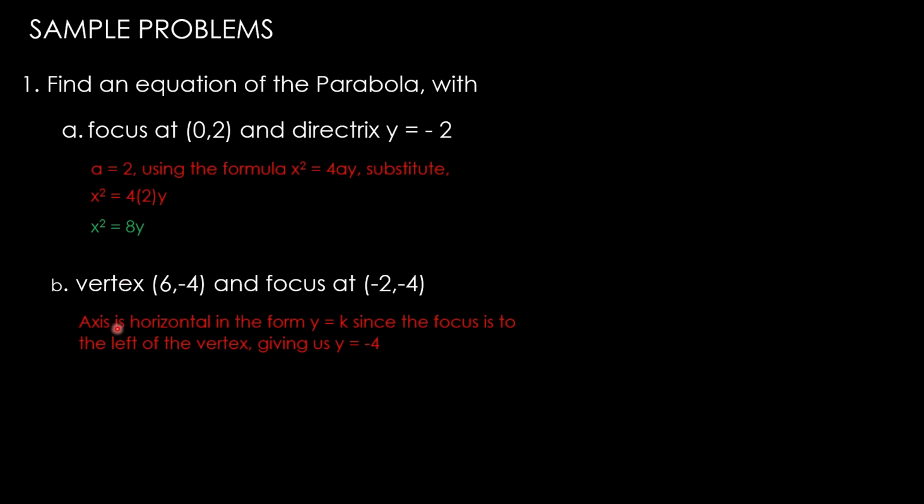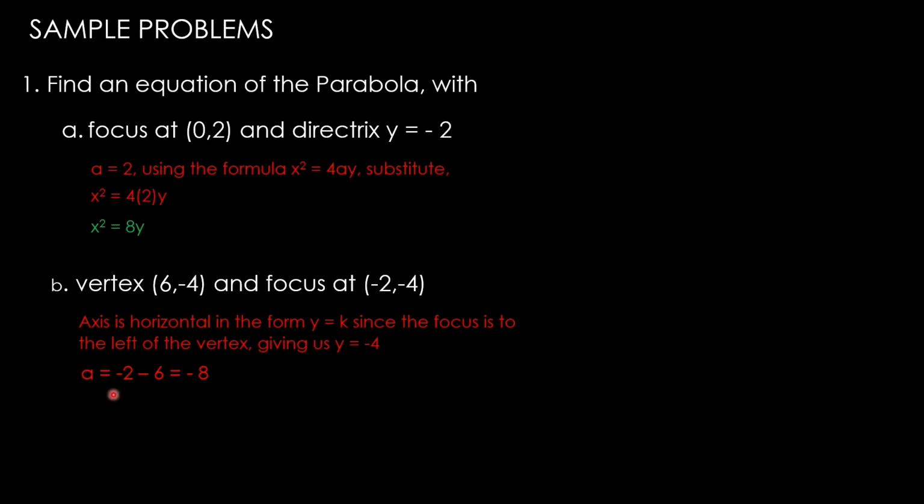And the second one: the axis is horizontal, again in the form y equals k, since the focus is at the left of the vertex. Since the vertex is (6, -4) and the focus is at (-2, -4), that means it opens to the left and with a horizontal axis for that.